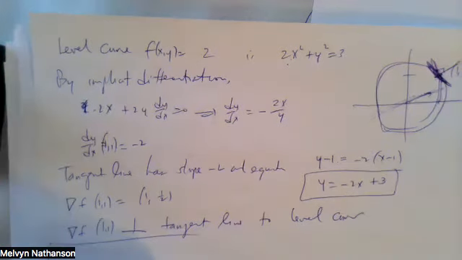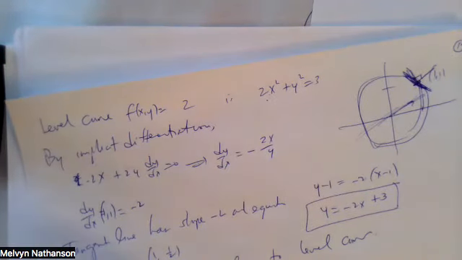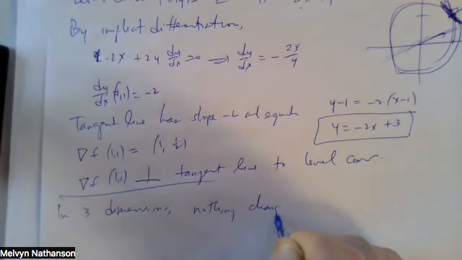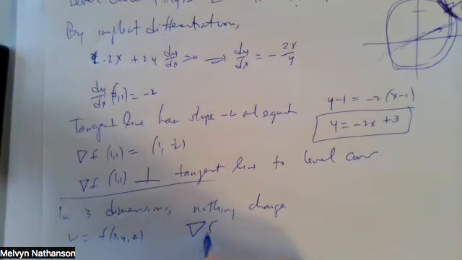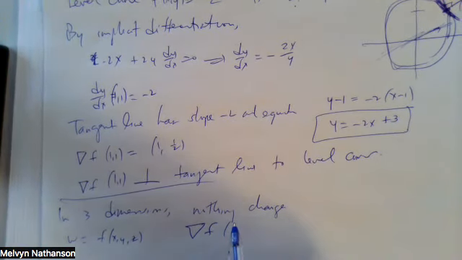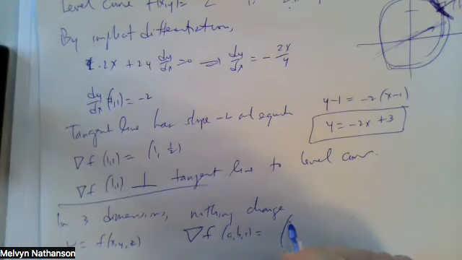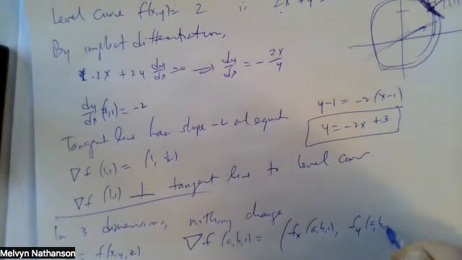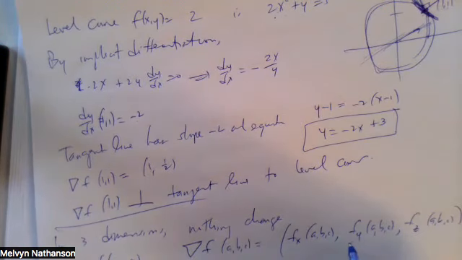Now, in 3 dimensions, basically nothing changes. So if w is a function of x, y, and z, the gradient of this function f at any point a, b, c is a vector whose coordinates are the partial derivative of f with respect to x, the partial derivative of f with respect to y, and the partial derivative of f with respect to z, all at that same point. That's the gradient.